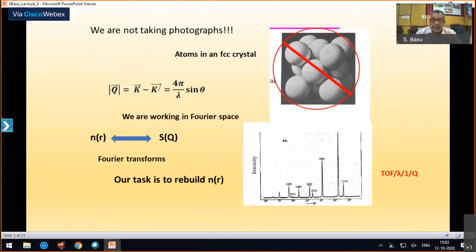As an example, if I could do a photography, I showed you this is a typical FCC crystal. To see this, you have to go through a route where we get intensity as a function of Q. And from this we need to rebuild our structure n(r) through Fourier inversion. Now, I specifically show this data because it is very interesting.